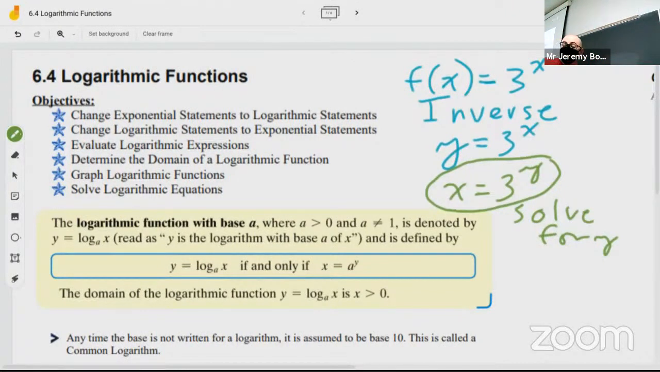A lot of the vocabulary that we've been using, the base, stuff like that, is going to stay the same because logarithmic functions and exponential functions are related. So for the logarithmic function with base a, where a is greater than 0, we have the same term of base a. Remember when we had exponentials, we had that base, and we said the base had to be greater than 0 and it couldn't equal 1. Same situation here.